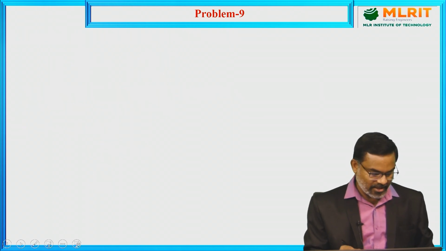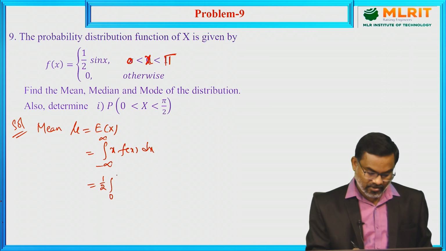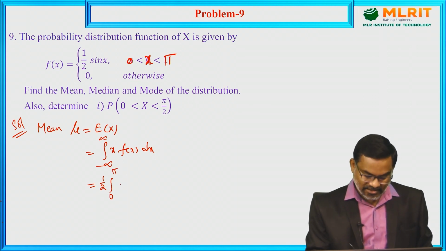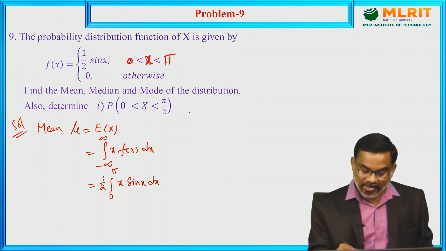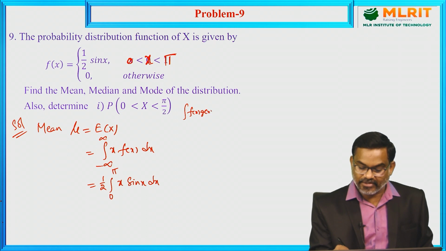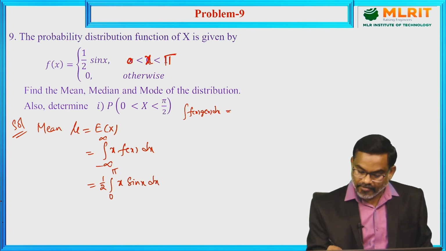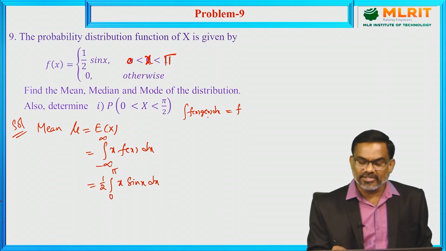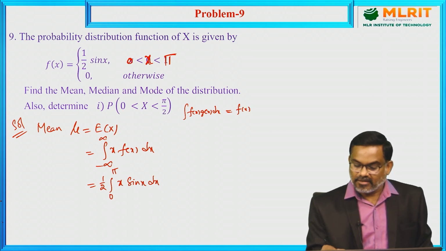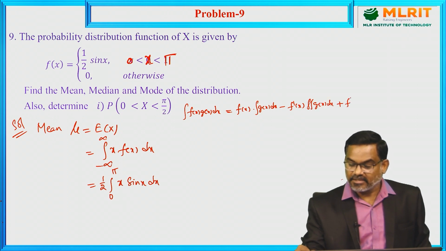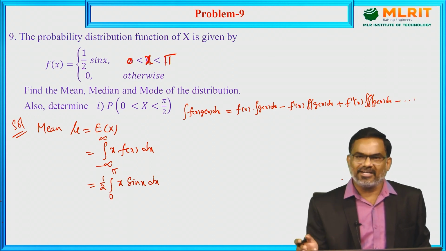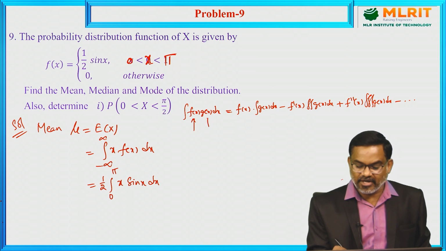Now, since the function is defined between 0 and pi only, we can directly consider the mean as half times integral 0 to pi of x sin x dx. Here we can use integration by parts, integral f of x into g of x dx. We have the formula: f is the first function, g is the second function. So, f of x, first function, into integral of second function, minus derivative of first function, again integration of second function, plus second derivative of first function, third integration, and so on. So, plus and minus alternately change, and we always differentiate the first function and integrate the second function.